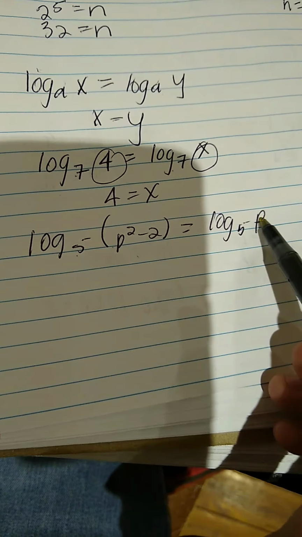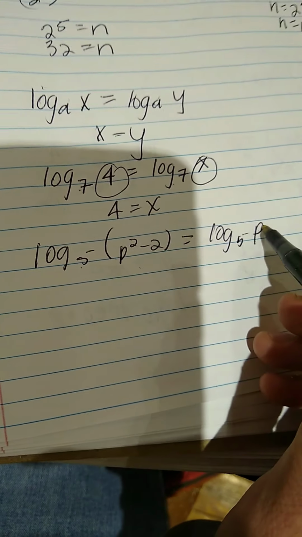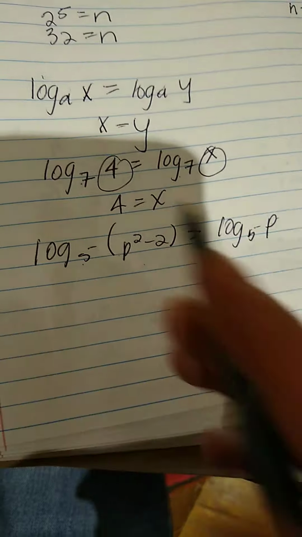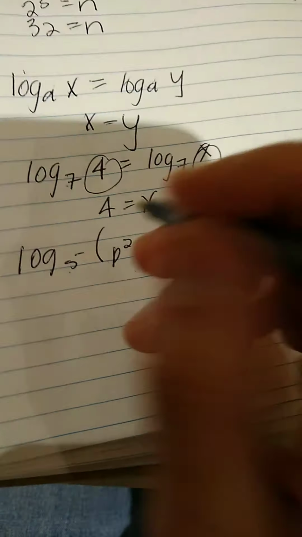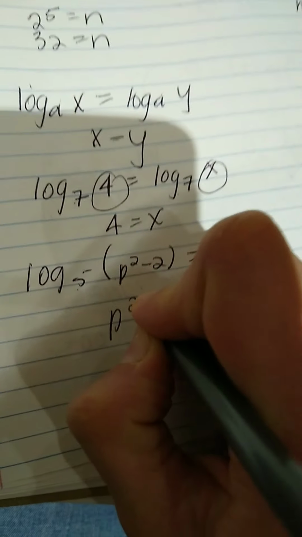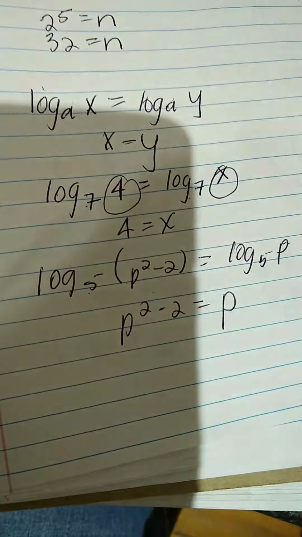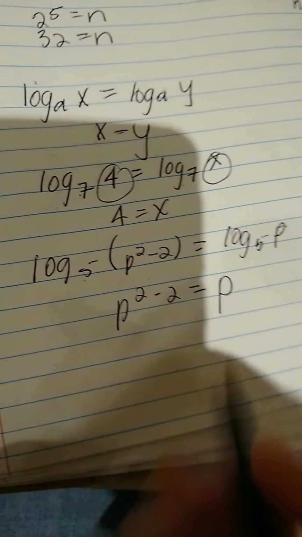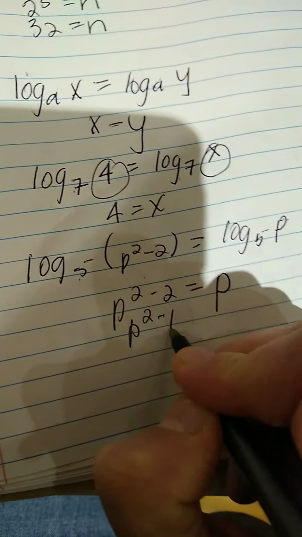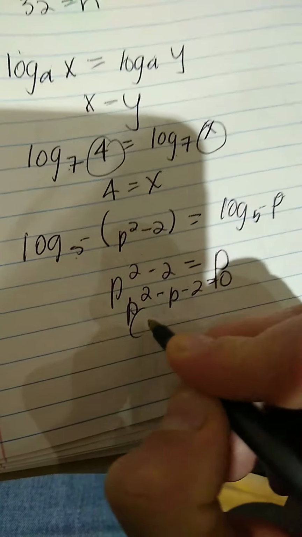Log base 5 of p squared minus 2, log base 5 of p. So I just set these two equal to each other. I have the same logarithmic bases, and I can set each of whatever my log is talking about equal to each other. So I can say p squared minus 2 equals p. If I rearrange this, we have a quadratic: p squared minus p minus 2 equals 0.